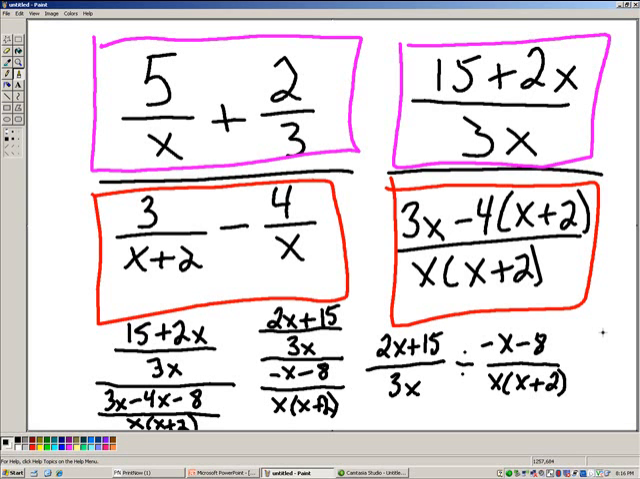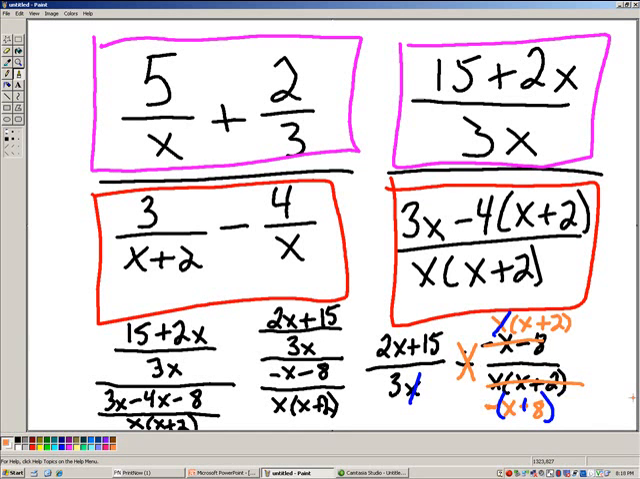Now it's a standard division of rational expressions problem, and I deal with it exactly as I should by multiplying by the reciprocal, which would give me times x plus 2 over negative x minus 8. Cross that out. And I can then cancel whatever can be canceled. In this case, it's only that x. So that would give me the answer of 2x plus 15 times x plus 2 over 3 times negative x minus 8. And I would probably factor out that leading negative, make it negative 3 times x plus 8. But that's just me. That's it for method 1.